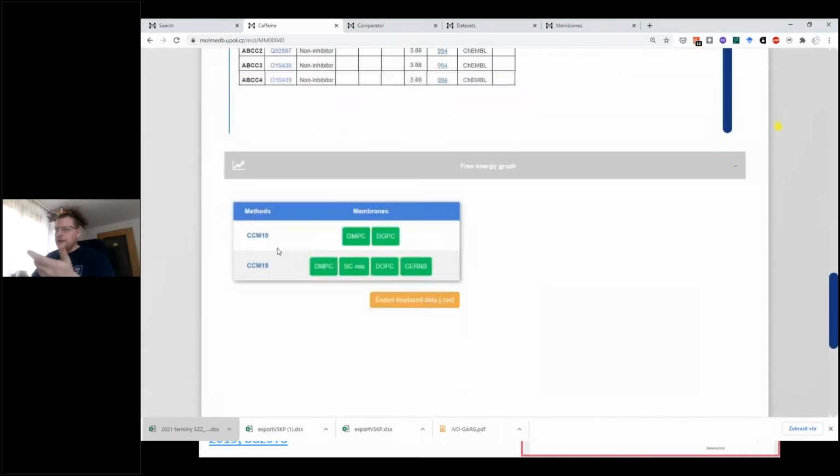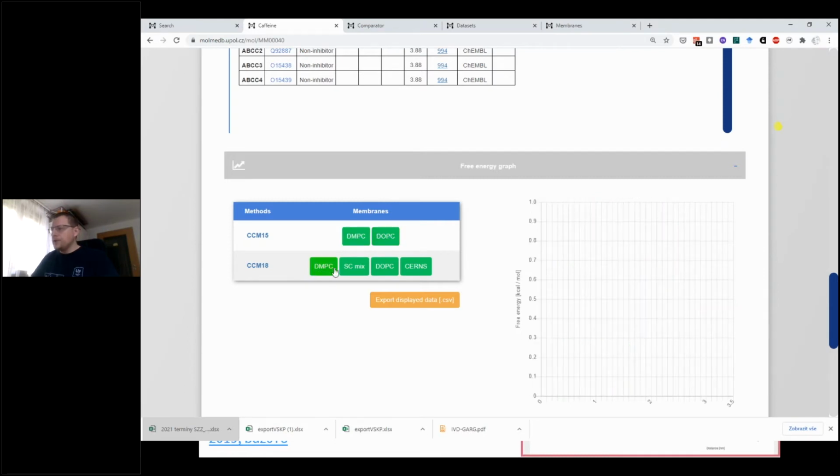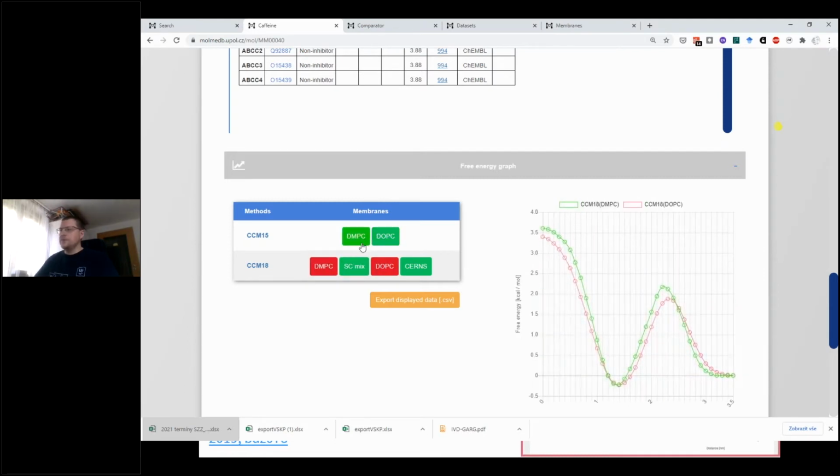And finally, here are the free energy profiles. So for instance, you can compare free energy profiles from different membranes. You can see that the DOPC and DMPC membranes, which are both cell-like membrane models, have basically the same profile, while the stratum corneum mixture type membrane is quite different, and that makes sense because our skin is different than the rest of our cells in case of permeabilities.